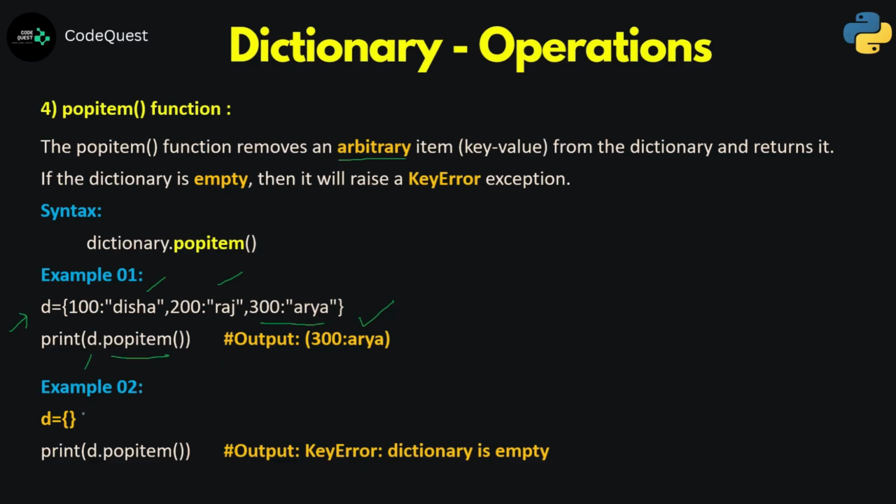Now, in case the dictionary is empty, where we do not have any element, and if I'm calling the function popitem on it, then we will get this KeyError. So on an empty dictionary, if you are applying this popitem, it is going to raise this KeyError.